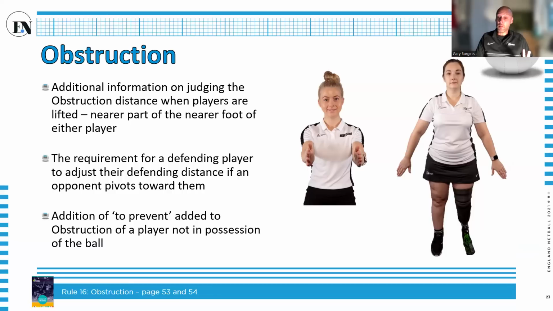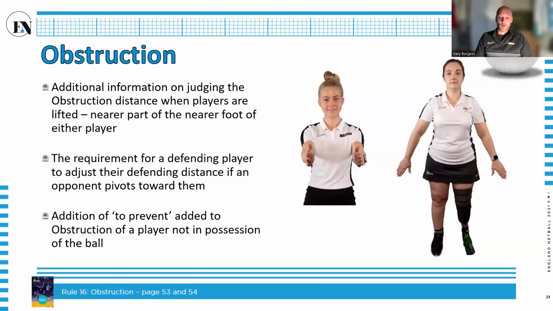Now, the umpire must always consider what happens next, basically. So if you've lifted a player, they've got to come down. Do they come down within 0.9 of a meter or 3 feet of their opponent? Do they actually bump into them and land on them? So when considering that obstruction rule, it's often what happens next that's the most important part of that rule.